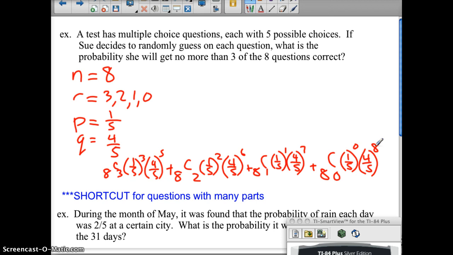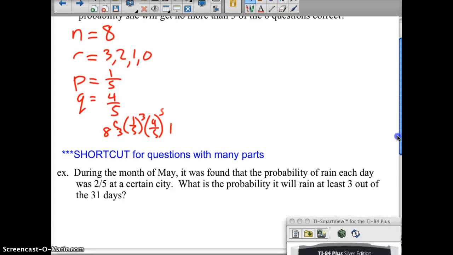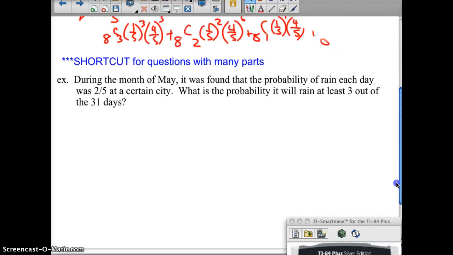Okay, and what each one of these terms is representing, this first term here is representing getting 3 of them right. This one is going to be the probability that you get 2 of them right. There's 1 right, and there's none right. Okay, and I'll leave that to you to figure out what that would be, just in the interest of time. All right, we'll move on.